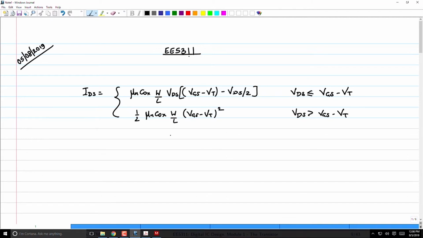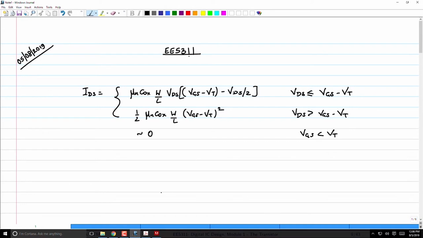And there's one more condition. What happens if VGS is less than VT? The model is basically that the current is 0. Okay, let me put approximately 0. It's negligible actually. Okay. So now let's just complete.